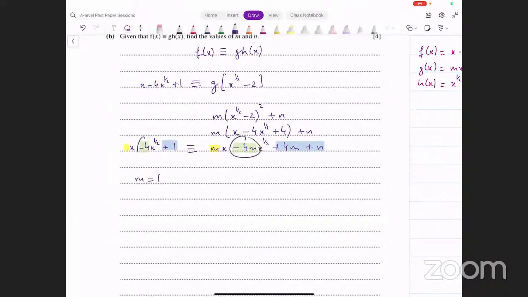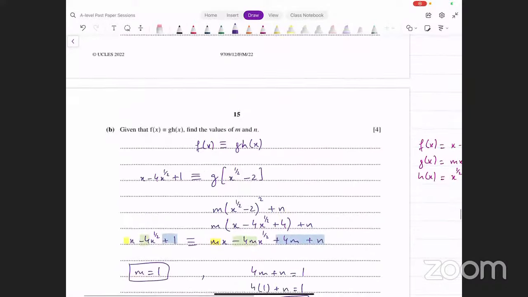सेकंड से भी आपके पास m equals 1 ही आ रहा होगा, उसका फायदा नहीं है. लास्ट को देख लें, कांस्टेंट को, 4m plus n, that should equal 1. m की वैल्यू 1 है. 4 into 1 plus n equals 1, n equals minus 3. These are the values of m and n that we were looking for. ठीक है? Okay, so this is what we get.